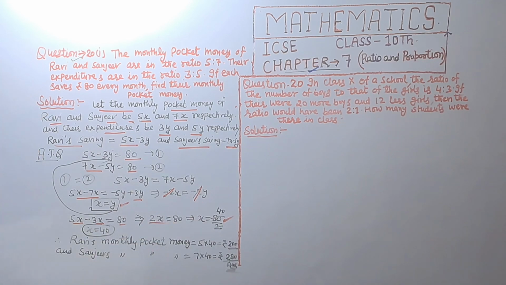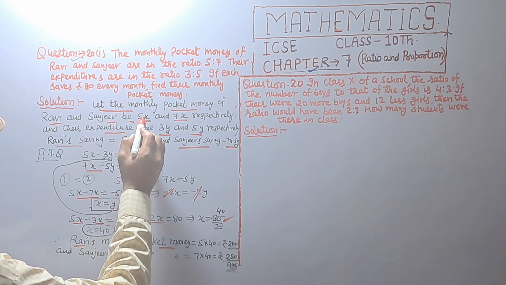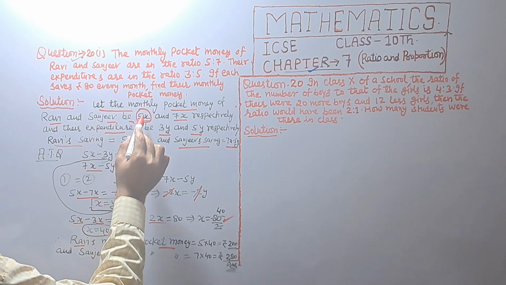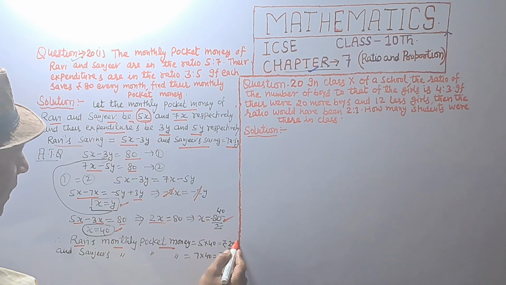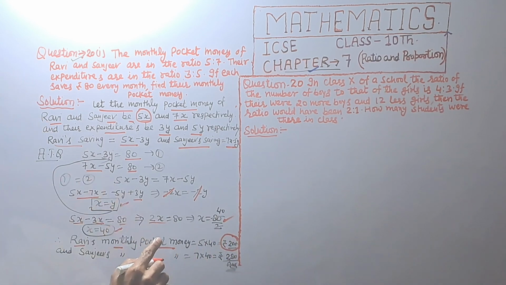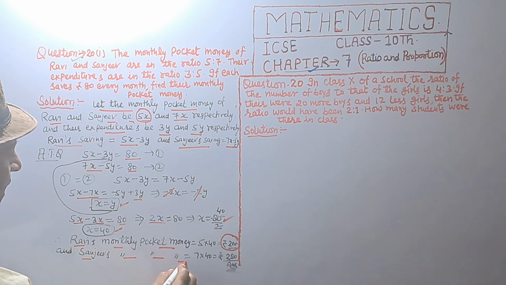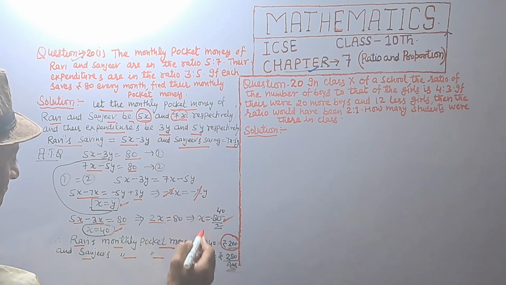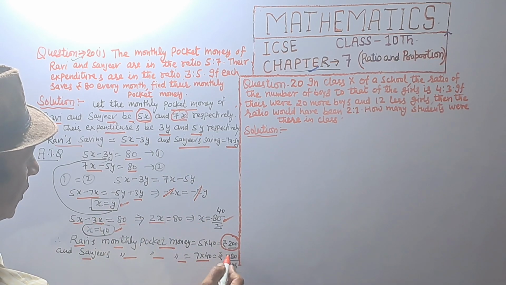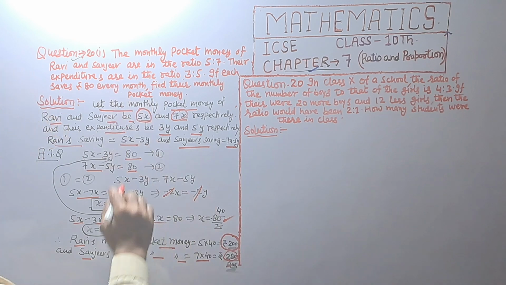We get the value of x is equal to 40, and Ravi's monthly pocket money is equal to 5x, and value of x is 40. 40 multiplied by 5 is equal to 200 rupees. Ravi's monthly pocket money is 200 rupees, and Sanjeev's monthly pocket money is equal to 7x. 7 multiplied by 40, that is equal to 280 rupees. Answer.